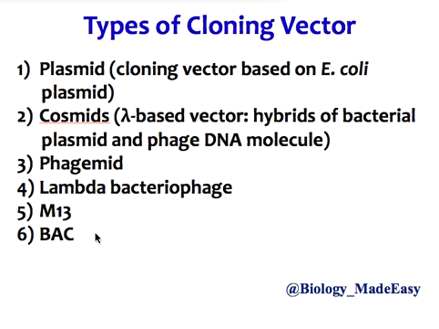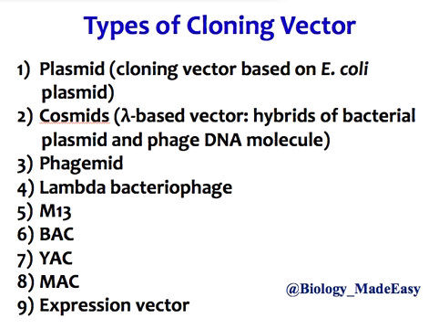And now, interestingly, the sixth type is called BAC. BAC means bacterial artificial chromosome. The chromosomes of bacteria are sometimes genetically engineered and manipulated in such a way that they can also serve as a vector. Yeast chromosomes can also serve as a high capacity vector after proper genetic engineering. And you also have the mammalian artificial chromosome or MAC. The final type is called expression vector. As the name indicates, these vectors are for protein expression. If you want to express a particular protein, in that case you have to choose an expression vector.